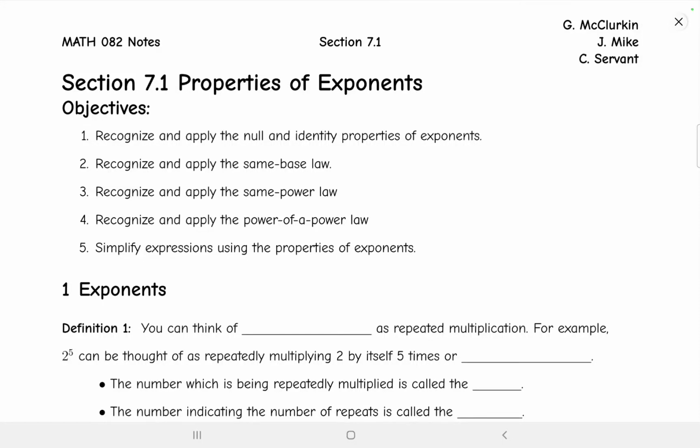Hello, today we're going to cover section 7.1, properties of exponents. Objectives. Recognize and apply the null and identity properties of exponents. Recognize and apply the same base law. Recognize and apply the same power law. Recognize and apply the power of a power law. Simplify expressions using the property of exponents.